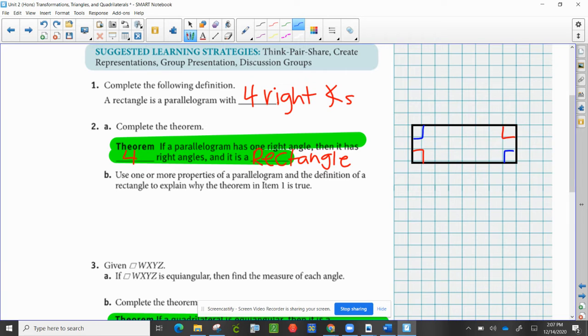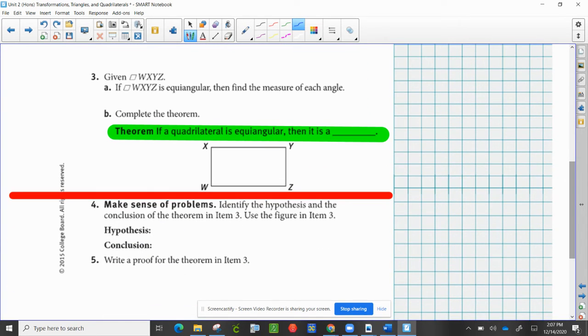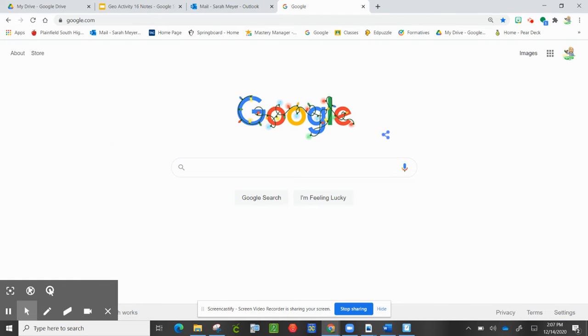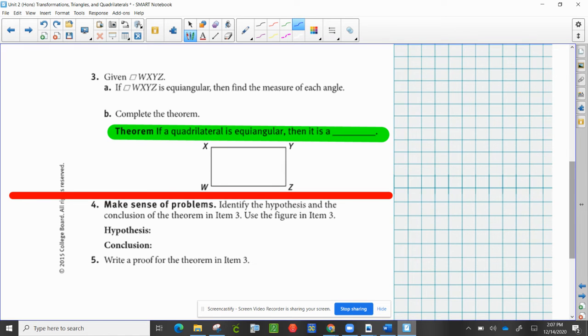Okay, let's move on here. In question 3, we're given this quadrilateral WXYZ, and it says that it's equiangular. So if something is equiangular, that means they all have the same angle measure. But if we think about a quadrilateral, and I don't know if your book has touched on this yet, the sum of the angles for a quad all add to 360 degrees.